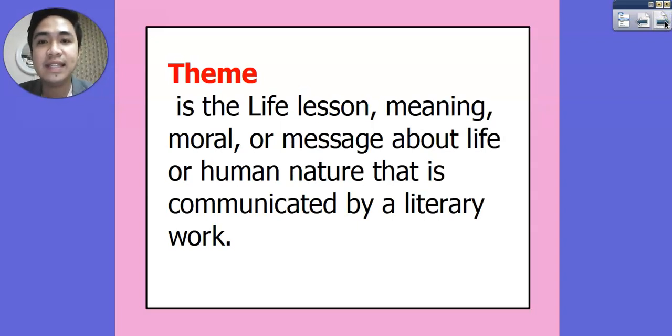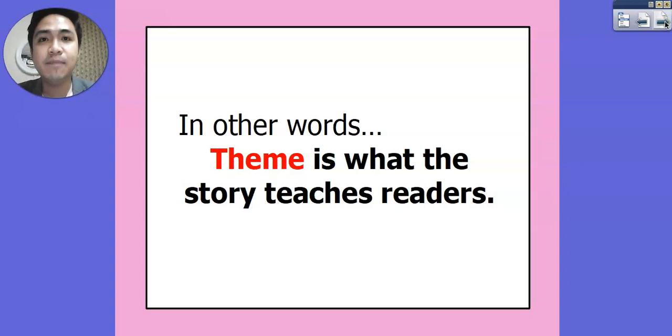Theme is the life lesson, the meaning, moral, or message about life or human nature that is communicated by a literary work. Literary work meaning in a story or passage. In simple words, class, theme is what the story teaches the readers. So these are the lessons that you learn from day-to-day life.